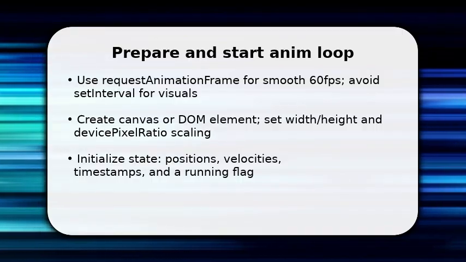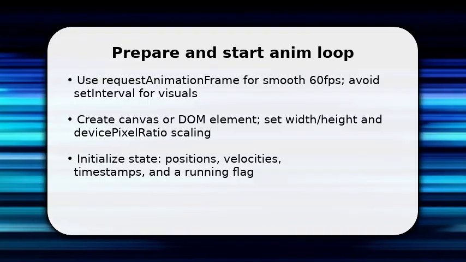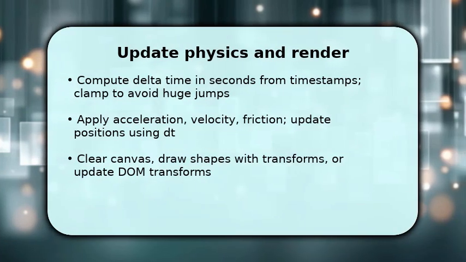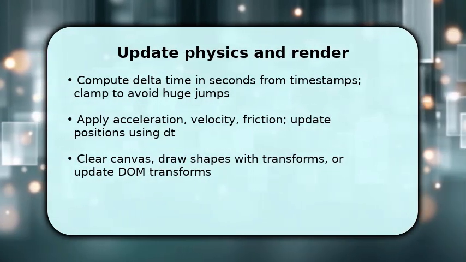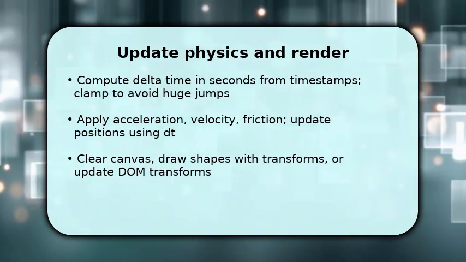Use requestAnimationFrame as the main loop and pass a bound tick function that receives a high-resolution timestamp. You do this so animation stays in sync with display refresh and adapts to frame drops. You should compute delta time each frame and clamp it to avoid teleporting on tab switches. Converting milliseconds to seconds keeps math intuitive.